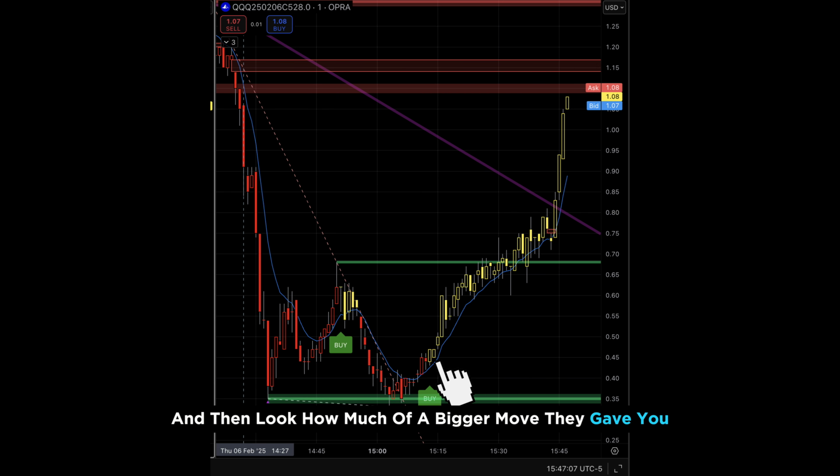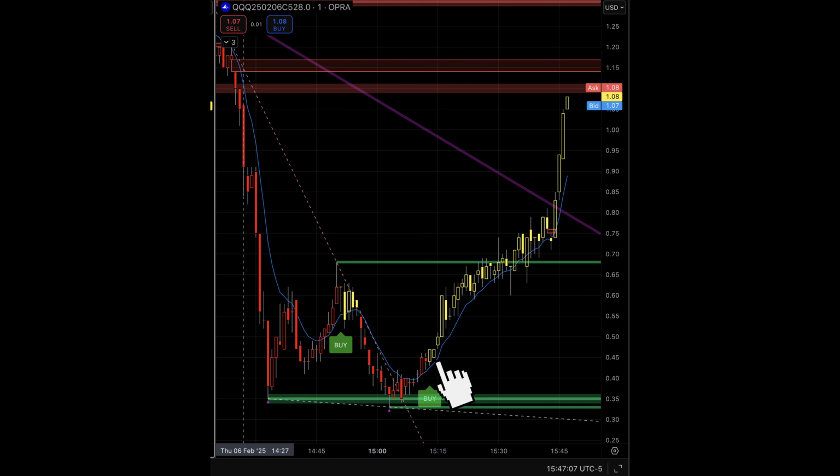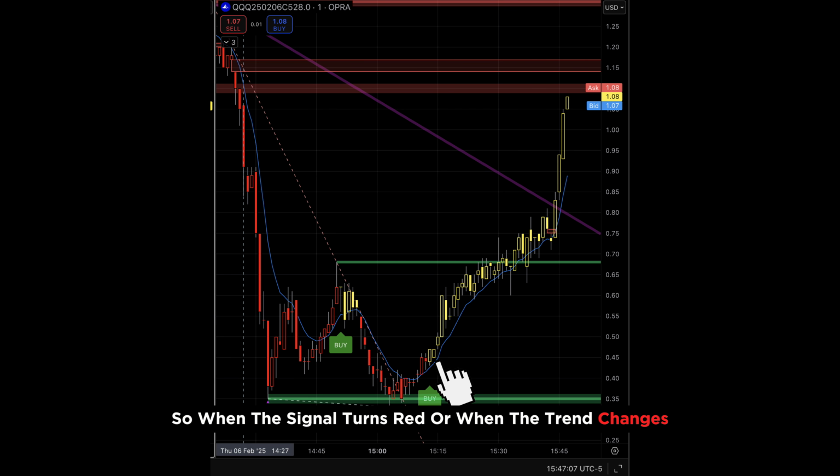And then look how much of a bigger move it gave you. So where you risked about 10 cents, and then on the next trade, you were able to make 60 cents. So 10 times what you basically lost on that one trade, right? So always remember this. When the options are this volatile, there's much more likely you will catch a huge move. So when the signal turns red or when the trend changes, it's in your benefit to exit and then re-enter when it presents another opportunity or a better trade.